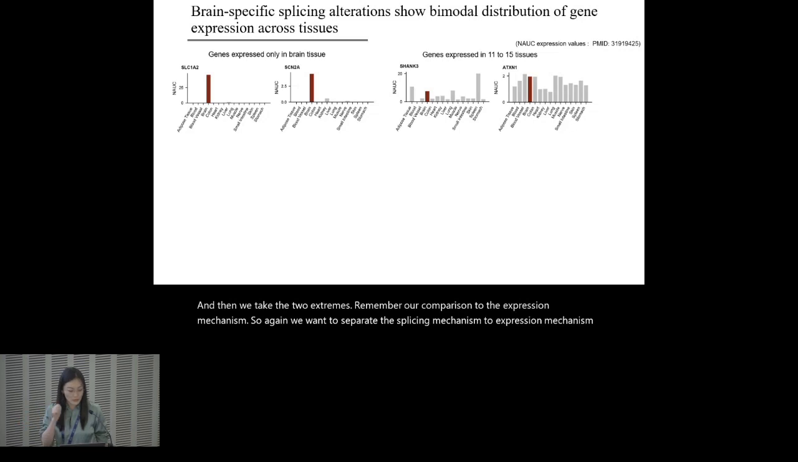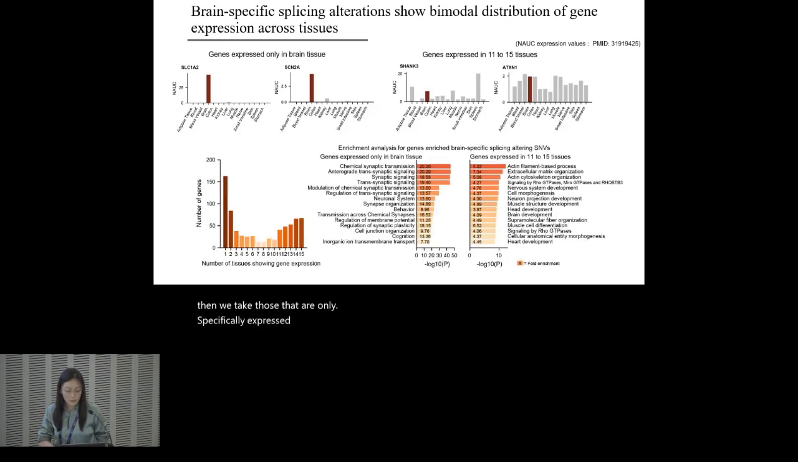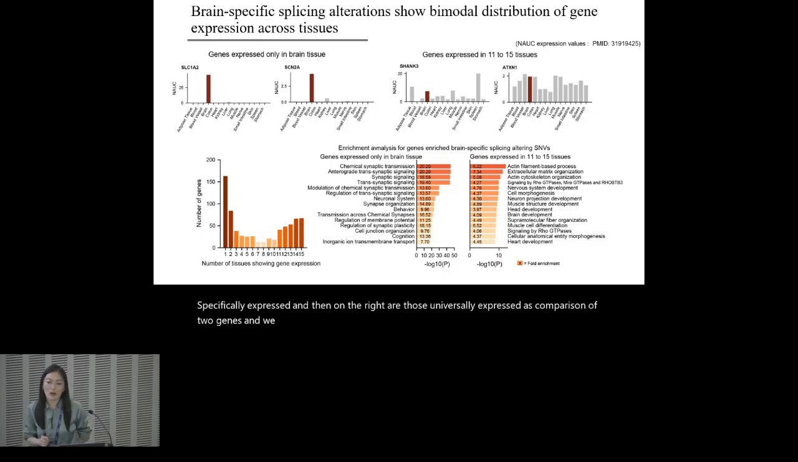So on the left, we take two case examples. We take the genes that are only, remember, all these genes here are already brain-specifically splice-altered, called through our SpliceTransformer. So then we take those that are only brain-specifically expressed, and on the right are those universally expressed, as a comparison of two gene groups. And we can also compare all the genes, right?